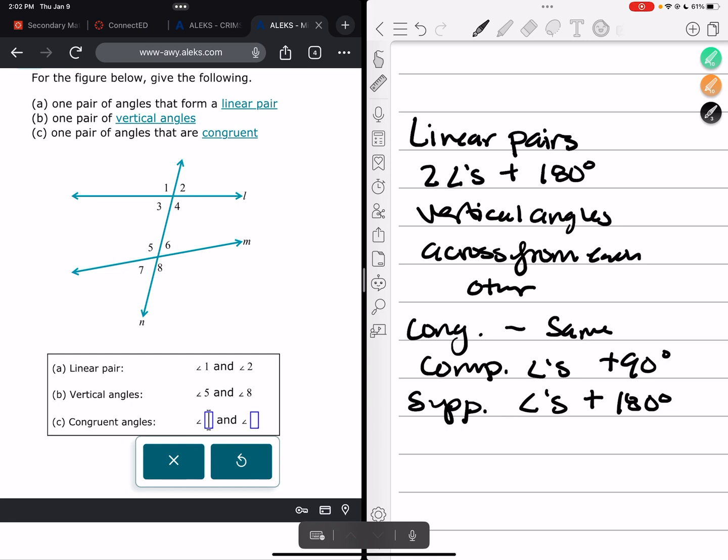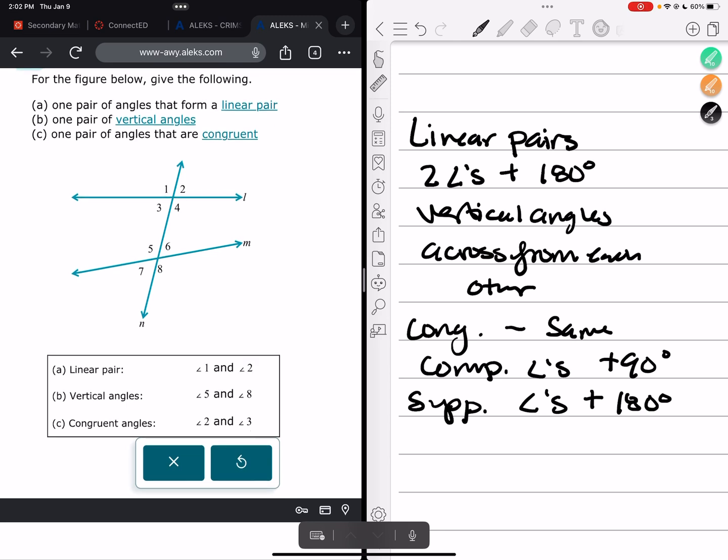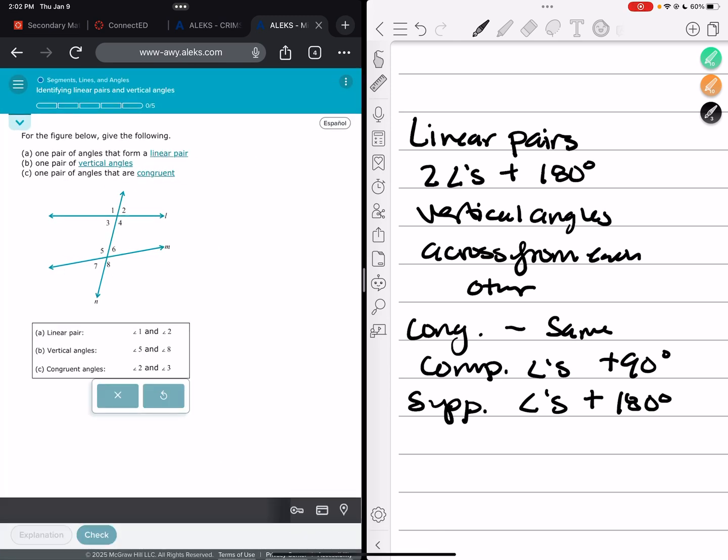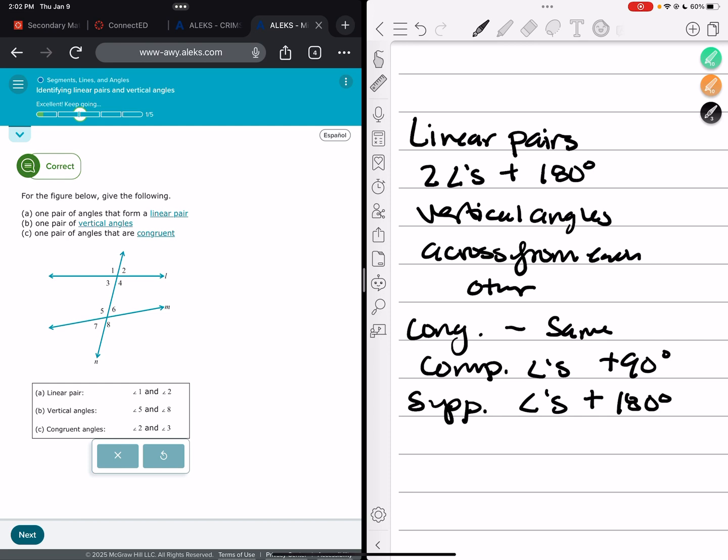Last are congruent angles. Again, remember, vertical angles and congruent angles are the same thing. So if you want, I could pick 5 and 8 again, or I'm going to pick different numbers. So this time I'm going to pick 2 and 3, which are also congruent angles, or also vertical angles, which we can check.